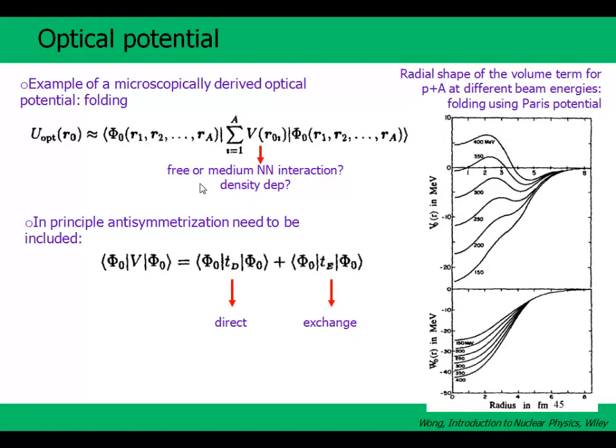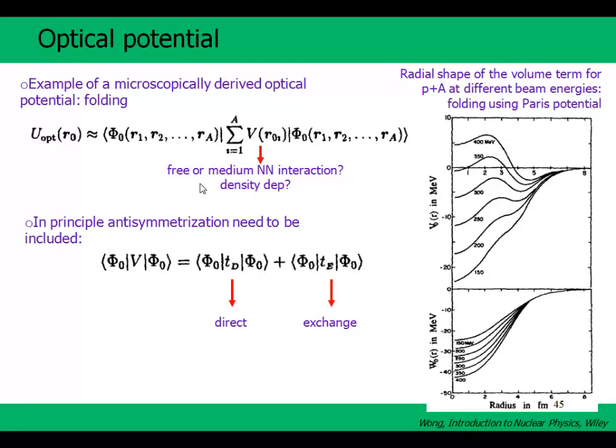It depends on R0i, which is the distance between this nucleon and every nucleon in the target. So it's going to change. It's not always the same R, right? Then you average over the ground state of the target. That depends on all the other coordinates. You get something that depends on R0, that is the distance between the center of mass of the target and this nucleon. Now, what is this interaction?